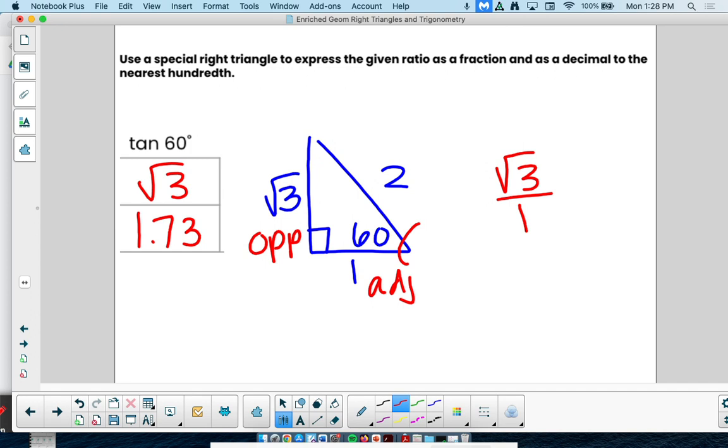Okay, try the next one, but you're going to have to fix it because you might end up with a radical in the denominator. See if you remember how to fix it.